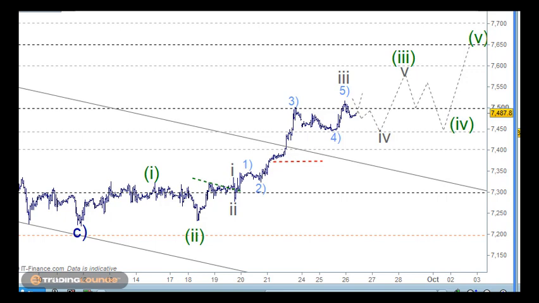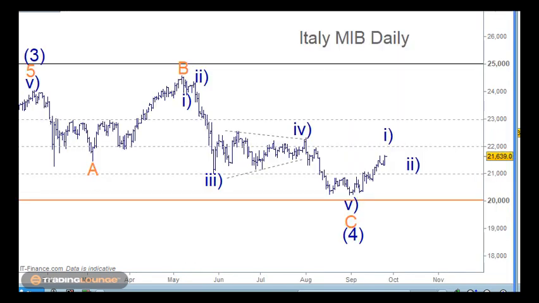And of course, Italy. Where are we for Italy? On the daily chart here, we've got this as wave 3 up here, an A and a B, and all the way down here for a wave C or 4 here. So I'm assuming that we're in wave 1 moving up through here.